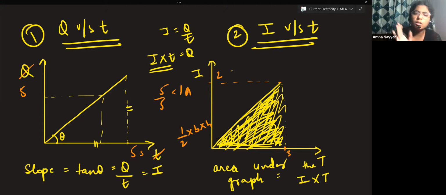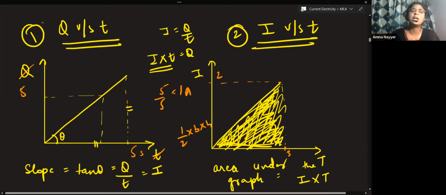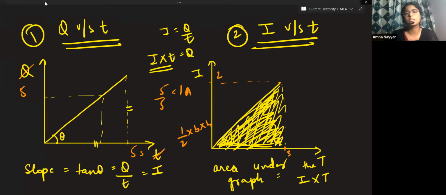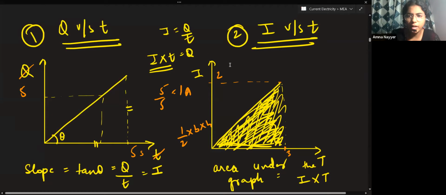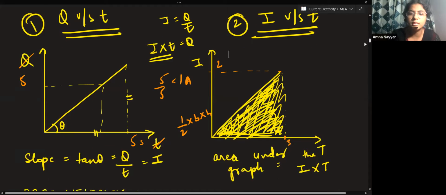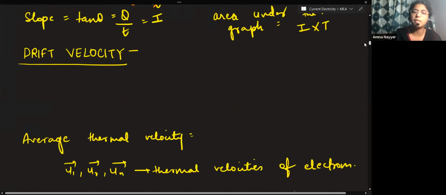And all others also, this is how questions can come. Either you are asked to draw the graph simply, or you are asked to calculate charge versus time, charge or the current. If any doubts in graph is there, you can ask again. But remember, graphs come in exam.